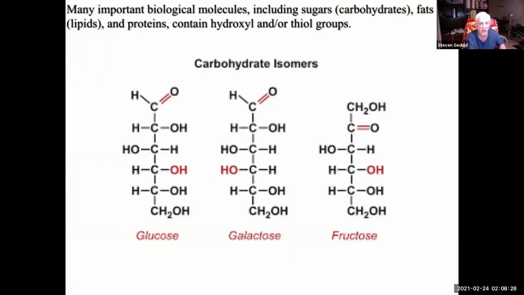A lot of your biological molecules, like sugars, carbohydrates, fats, lipids, and proteins, contain hydroxyl and or thiol groups. Look at glucose, which is a sugar we use for the brain. We'll do a lot of glucose later on. We have OH groups attached.